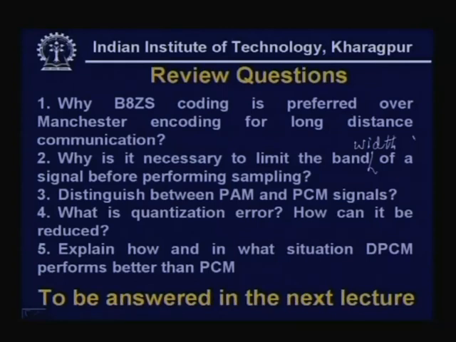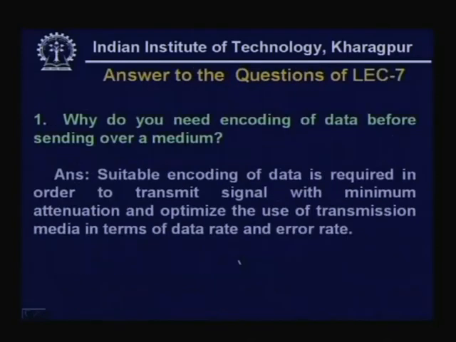Third question is, distinguish between PAM and PCM signals. So, pulse amplitude modulated signal and pulse code modulated signals. What is the difference between the two? Fourth question is, what is quantization error? How can it be reduced? Obviously, we are referring this question with respect to PCM. Fifth question is, explain how and in what situation differential PCM performs better than PCM. So, this is the fifth question which will be answered in the next lecture.